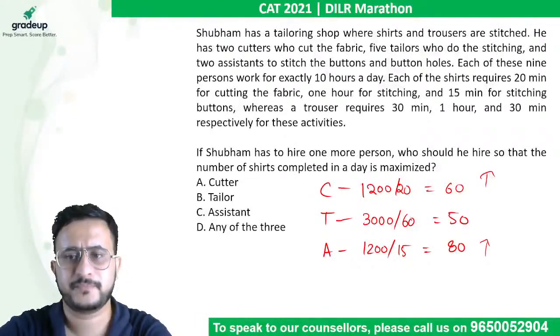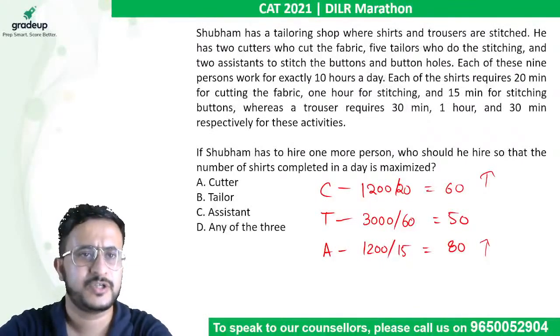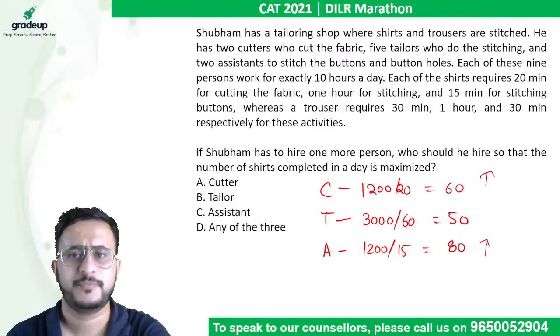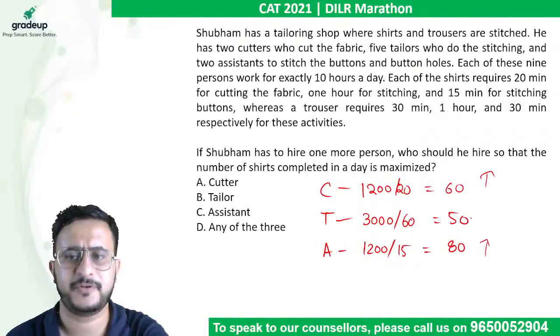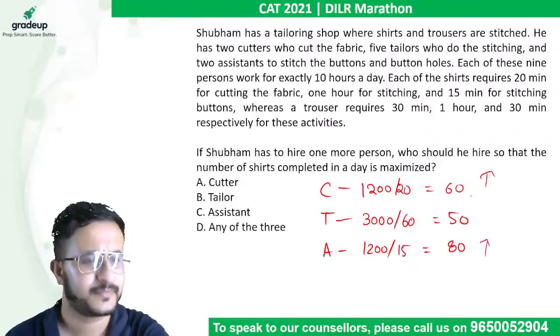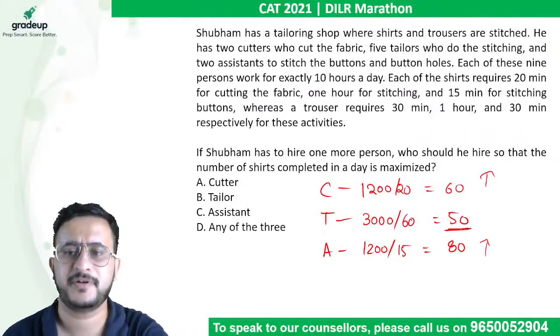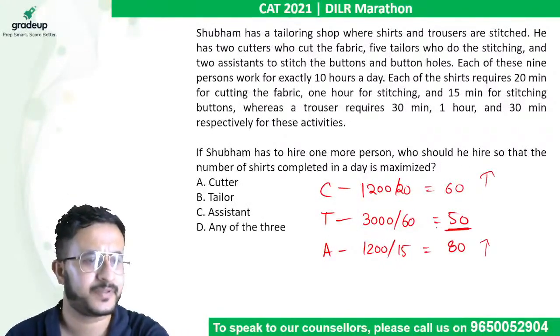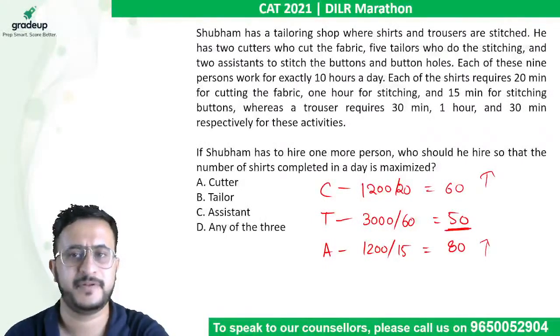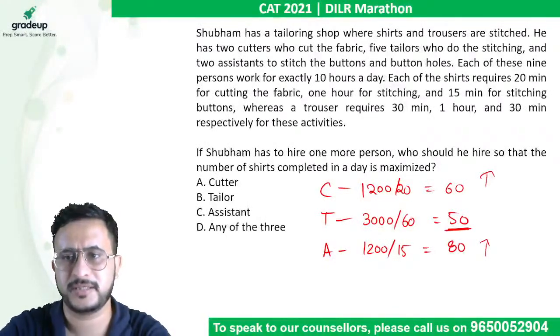So what will he do in this case? He will hire a tailor, because if he hires a tailor, the number of shirts will increase, right? If he hires the others, the output from those activities will increase, but the tailor is the bottleneck here. That is called a bottleneck. When you go to management, you will learn about this thing.